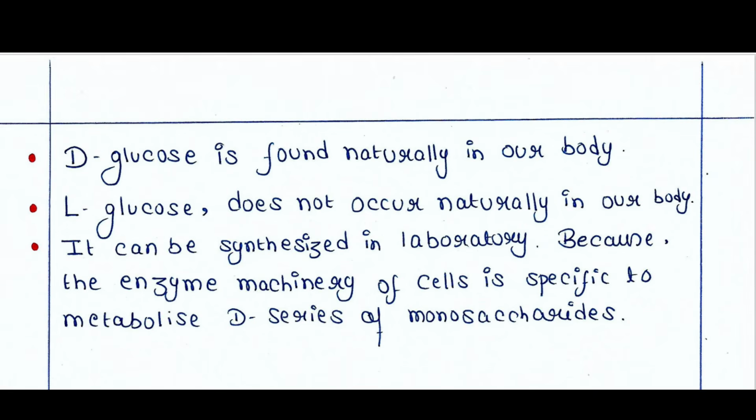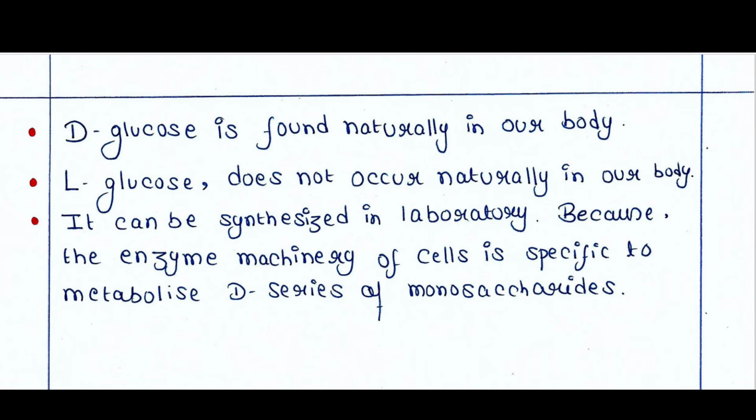And one more thing is very important to know: D-glucose is found naturally in our body, but you will not get L-glucose in our body. L-glucose can only be made artificially, in your laboratory. It does not occur naturally in your body. Do you know why? Because the enzyme machinery of our cells can act on D-glucose only.